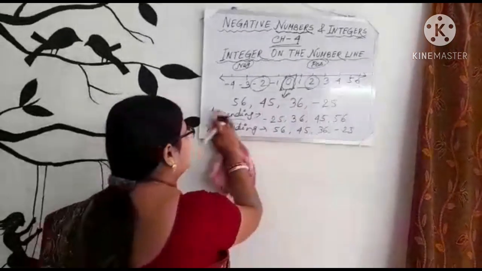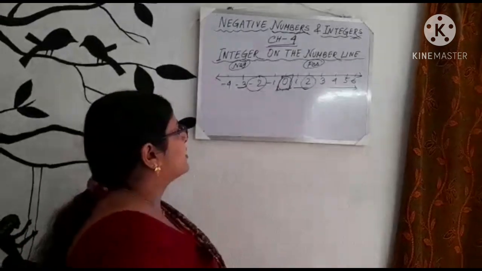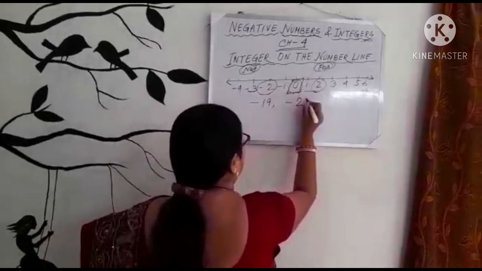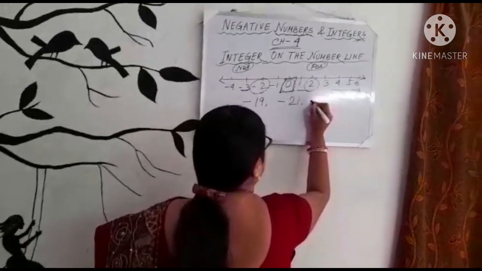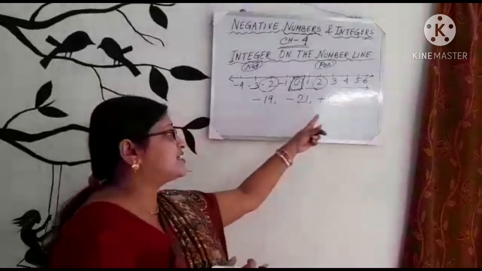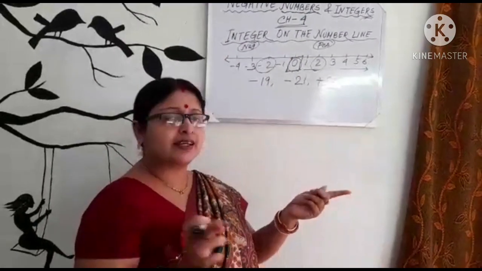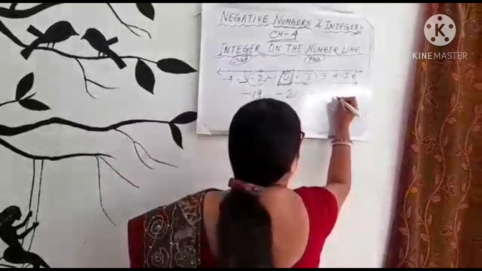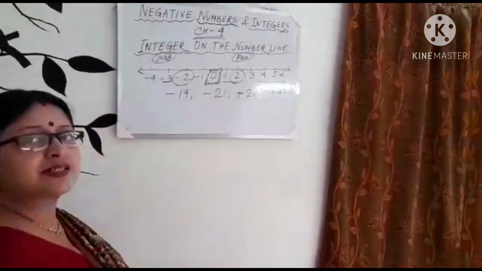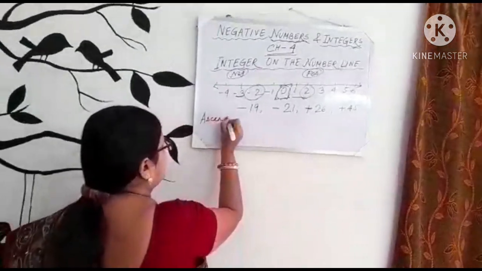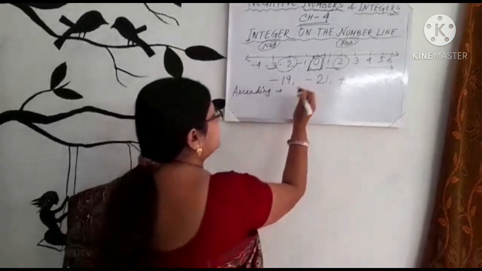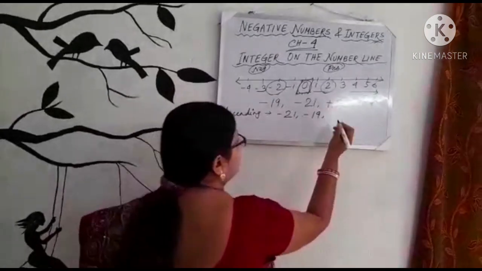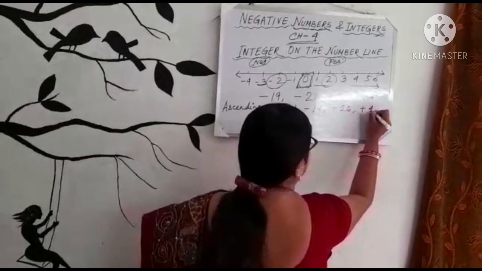Now I am discussing another example of ascending and descending order. You see, minus 19, minus 21, plus 26. In integers, if you write plus 26, it's also correct, and you may write only 26 also. Only 26 also means a positive integer. Clear? And plus 45. These are the 4 numbers. Now we will arrange them in ascending order at first. According to the number line, which number will come first? Minus 21. Next minus 19. After that plus 26. Next is plus 45.